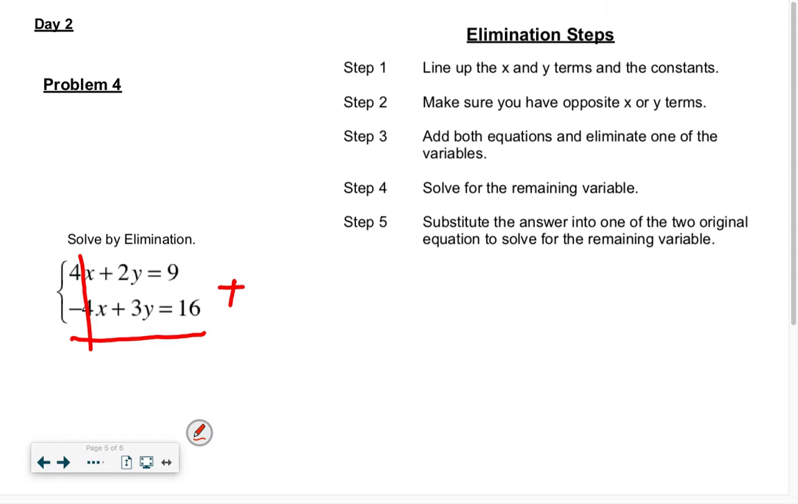Then we got to go through and add everything else. So what's 2y plus 3y? 5y. Then we got my equal sign. 9 plus 16, 25. And how do I get y by itself? Divide by 5, so y equals 5.